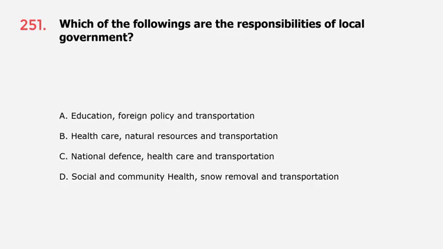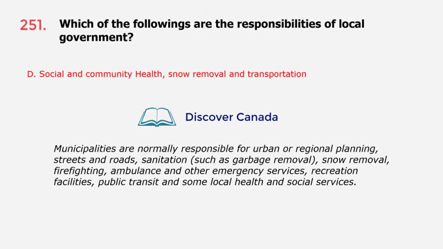Question 251. Which of the following are the responsibilities of local government? A. Education, foreign policy, and transportation. B. Healthcare, natural resources, and transportation. C. National defense, healthcare, and transportation. D. Social and community health, snow removal, and transportation. The answer is D. Social and community health, snow removal, and transportation.